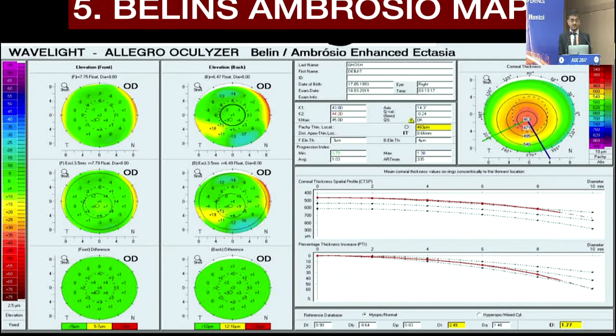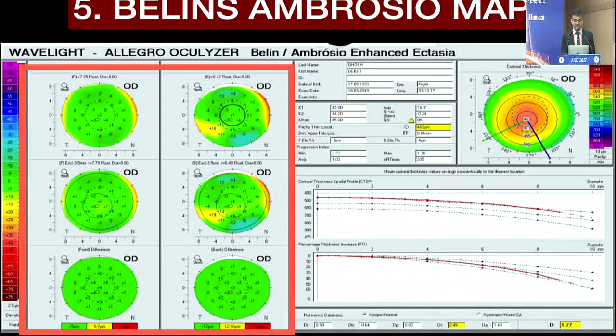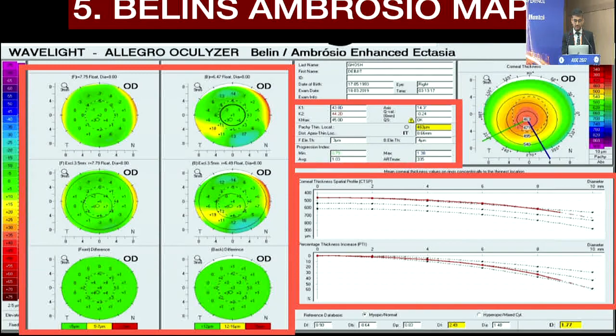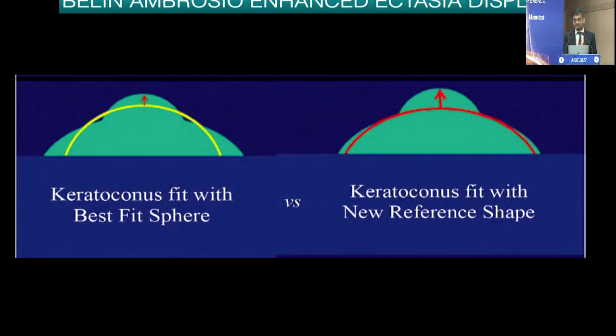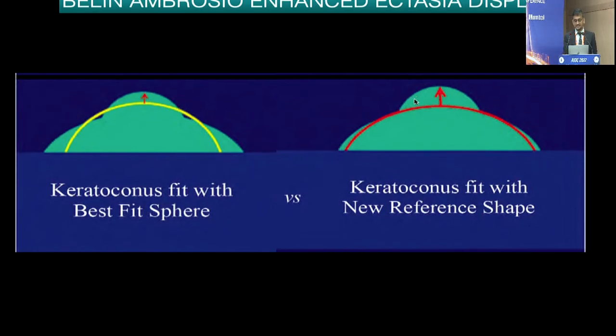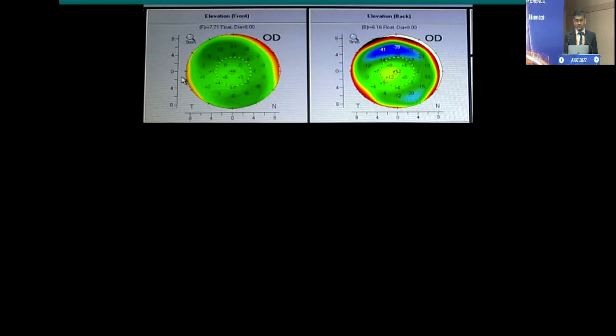And the fifth point is the Belin-Ambrosio map, which should be viewed in these 4 points. So we'll go one by one. Basically, the Belin-Ambrosio ectasia map creates a new best fit sphere by excluding 3.5 to 4 millimeters of area around the thinnest point on the cornea. It creates a new reference surface which is flatter than the original reference surface. As a result, the ectatic areas get enhanced. If you compare this to this, this has become flatter and this area has got exposed more.